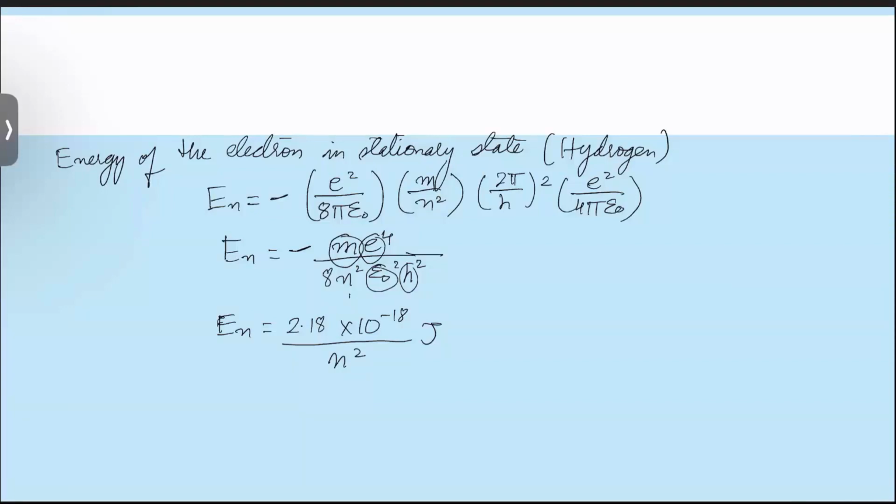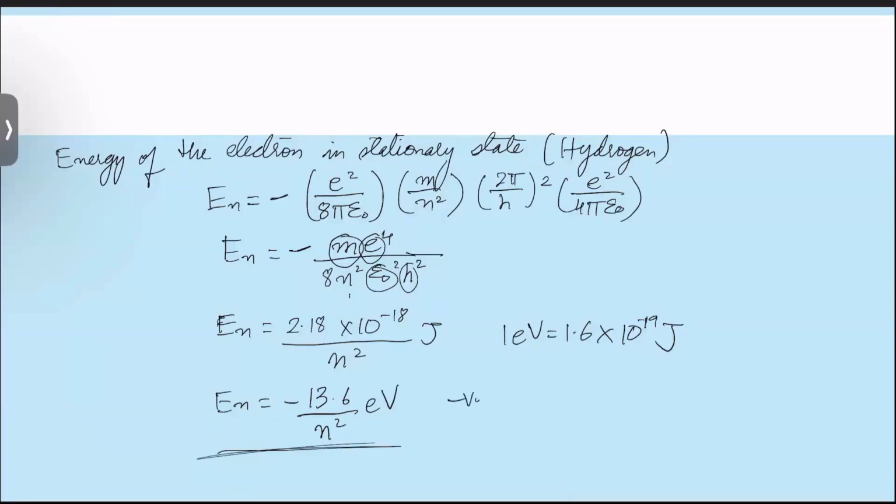Since we usually consider it in electron volts, we don't consider it in joules. Joules is a very big unit. When we had learned this in one of the first unit 1 chapters, 1 electron volt is equal to 1.6 into 10 raised to minus 19 joules, so your En then becomes negative 13.6 upon n square electron volts. So this is your atomic energy.